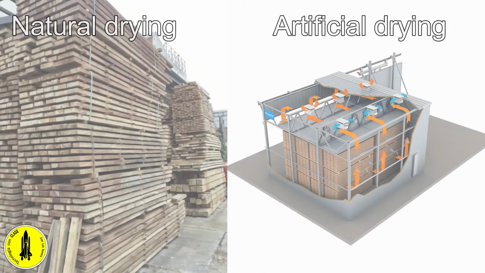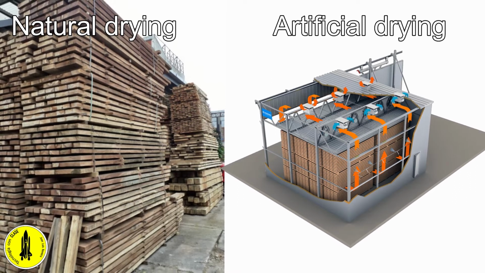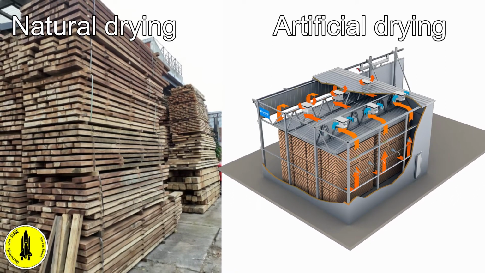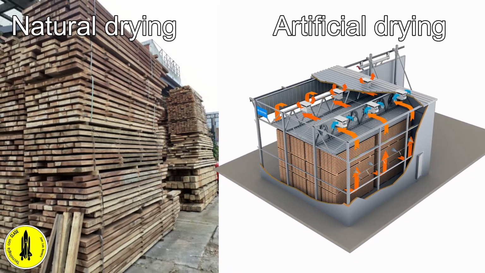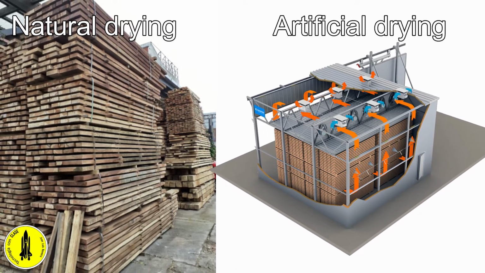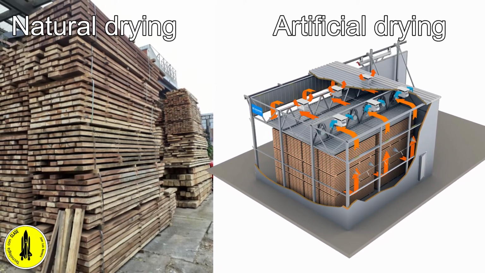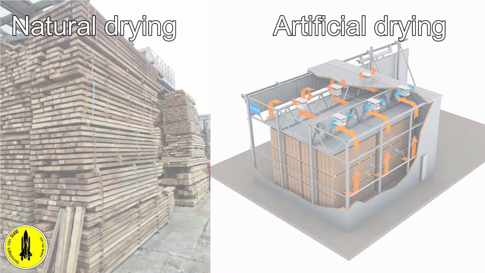Drying. The drying consists of eliminating moisture and sap present in the recently chopped wood. Dried wood is stronger and lighter. There are two methods of drying, natural and artificial.